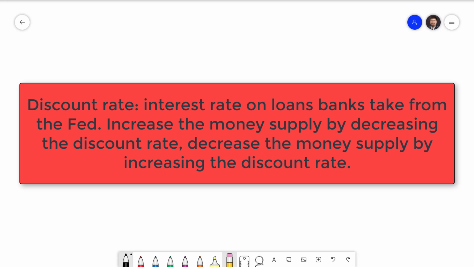The Fed can also add to the money supply by loaning reserves to banks. Anytime the Fed loans out money, that's going to add more money into the money supply. We define the discount rate as the interest rate on the loans that banks take from the Fed. The Fed has complete control over the discount rate, and a higher discount rate will discourage banks from borrowing from the Fed, while a lower discount rate would encourage more banks to borrow from the Fed. As such, the Fed can raise the discount rate to decrease the money supply, or they can lower the discount rate to increase the money supply.